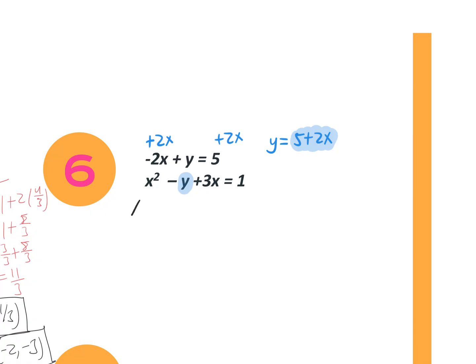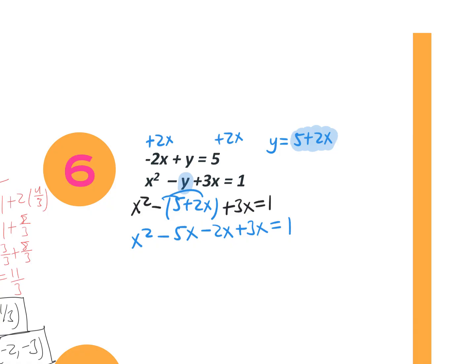And this is going to become an x squared minus 5 plus 2x plus 3x equals 1. And then I can distribute that negative, and then this is going to get us a quadratic equation. So we're going to get x squared minus 5x minus 2x plus 3x equals 1. Again, quadratic equations you always want equal to 0. Oh wait, hang on, I wrote something wrong. That's just 5, sorry. So we can subtract 1 on both sides, combine like terms. So this is going to get us an x squared plus x minus 6 equals 0.